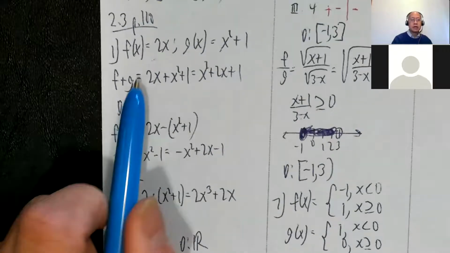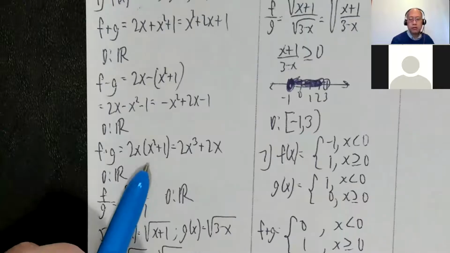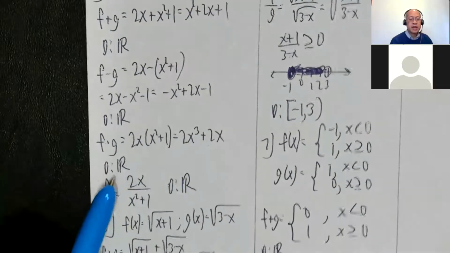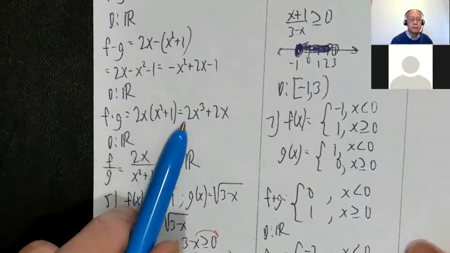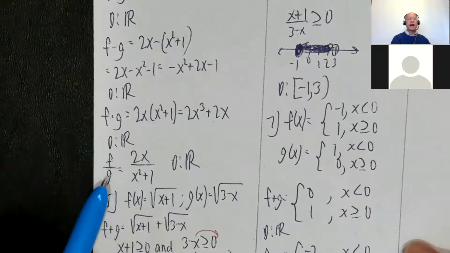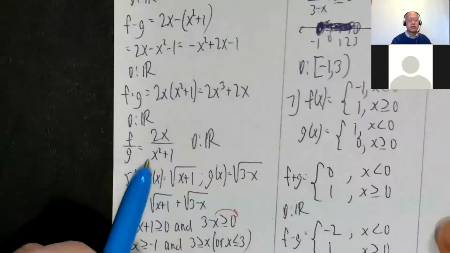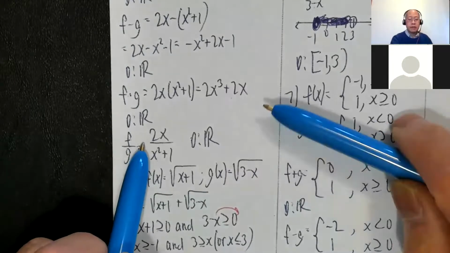f times g, just multiply them. That times that, 2x times x squared plus 1, 2x cubed plus 2x. And again, the domain is all real numbers. f divided by g, that divided by that, 2x divided by x squared plus 1. Now, what about the domain?